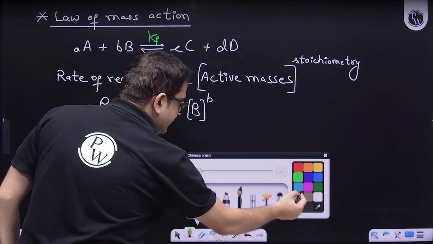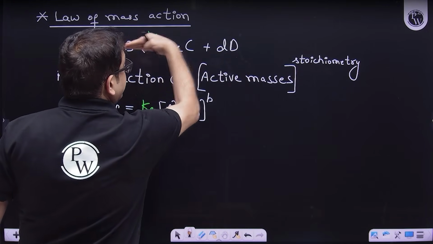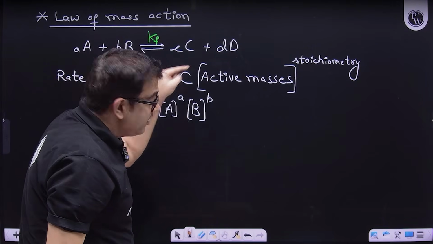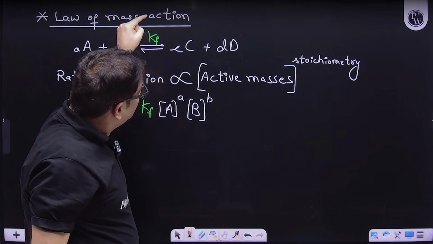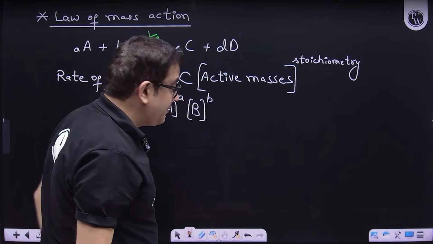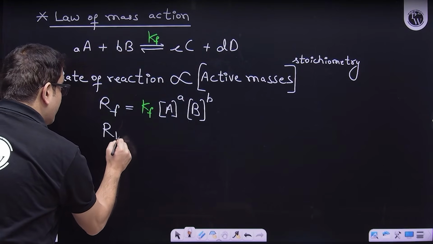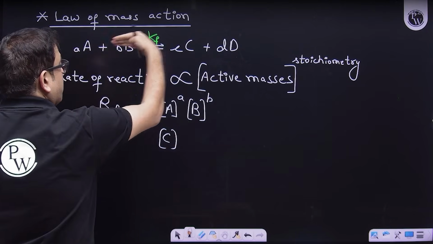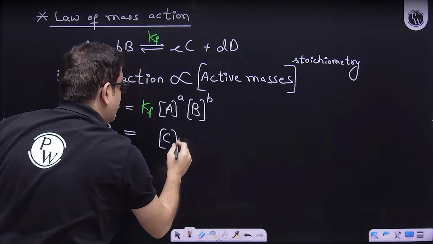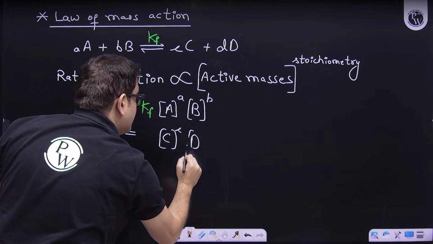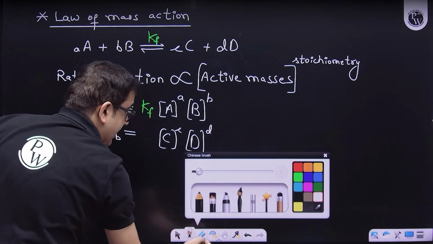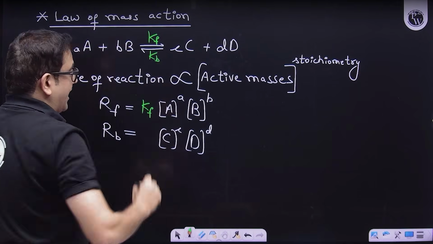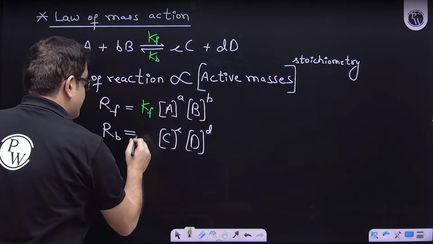Similarly, I can say that the rate of backward reaction, if the backward reaction is taking place, who is the reactant? So C and D. There it will be directly proportional to their active masses raised to the power of their stoichiometry. So can you tell me what will be the rate of backward reaction? Sir, it will be equal to the concentration of reactants for the backward reaction, C and D, raised to the power of their specific stoichiometric coefficients. And sir, experimentally we should know this also. So the rate constant I am writing as Kb for the backward reaction.